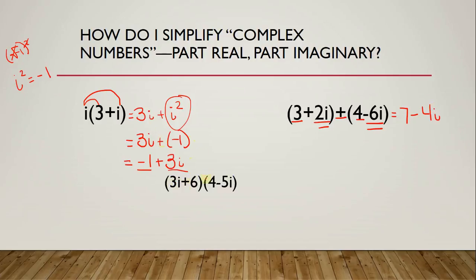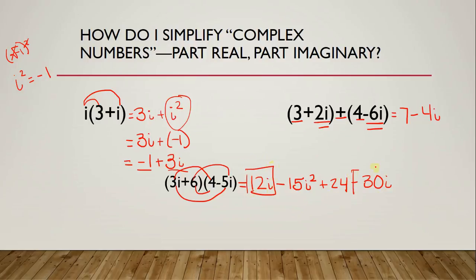Multiplying or FOIL isn't as bad either. So let's multiply everybody by everybody, kind of like you normally would when we multiplied earlier in the year. So I got 3i times 4, that is 12i. 3i times a negative 5i, that is negative 15i squared. 6 times 4, that is 24. And 6 times negative 5i is negative 30i. Now, I'm going to simplify my pieces with my i's. So that would give me a negative 18i.